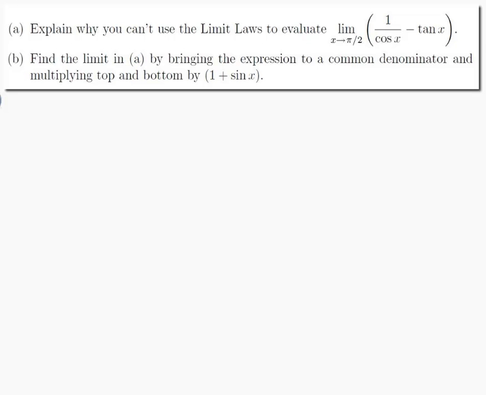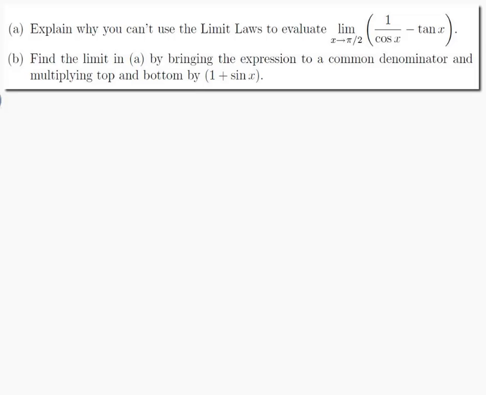Well, the limit laws say that you can do the limit of the parts separately as long as the two separate limits exist. So if those two separate limits exist, I could write it as the limit of 1 on cos x minus the limit of tan x. But those two limits don't actually exist. Tan x doesn't actually exist when x is pi on 2, and cos x is 0 when x is pi on 2, so I can't do 1 on 0.